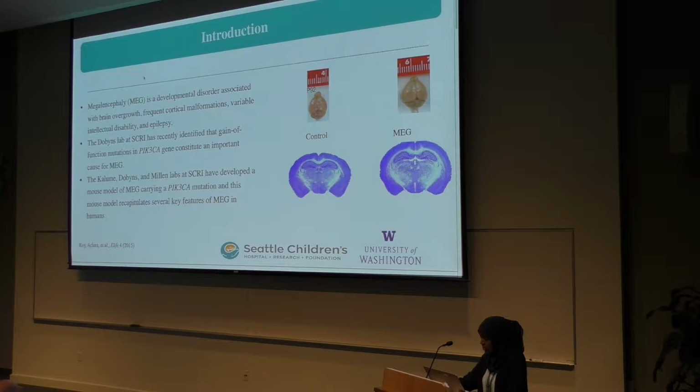and is very well known to be involved in various types of cancer. The figure on the top shows that the MEG mouse model has larger brains compared to the controls, and the figures on the bottom are from a coronal section of the brain, showing that the mutant has an enlarged cortex compared to the control.